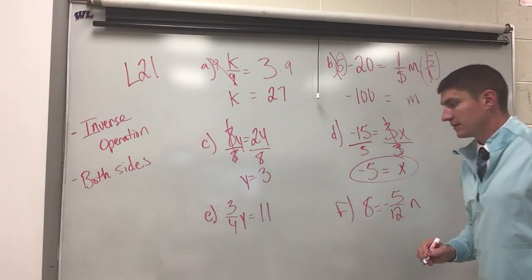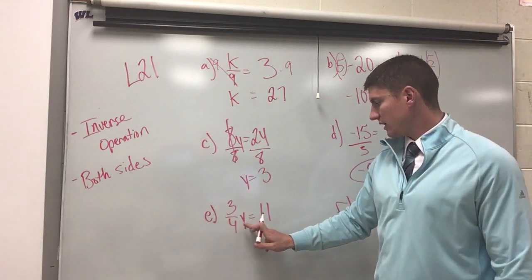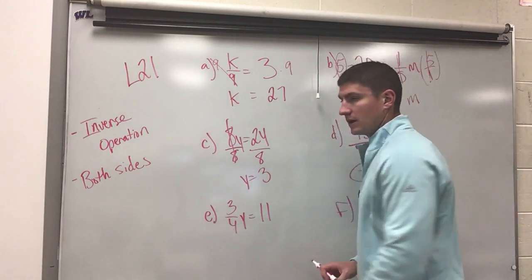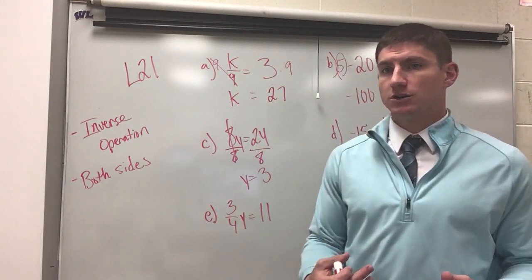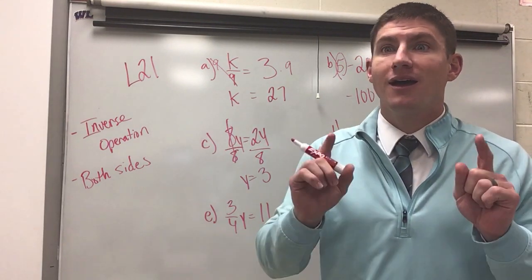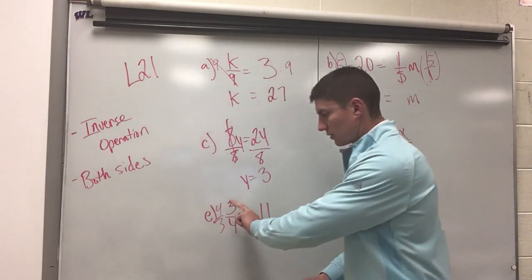There's my answer. In letter E, I've got 3/4 times y equals 11. Now again, here I have another fraction, and it's multiplication, so I'm thinking division. But instead of dividing by a fraction, I want to multiply by the reciprocal. Very good. I multiply by the reciprocal means I take 3/4 and I flip it.